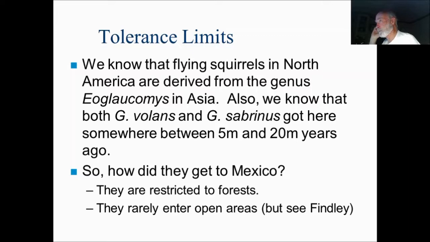Okay, so we know that the flying squirrels came from Asia. There is a different species here in North America as well, and that's Glaucomys sabrinus, and both sabrinus and volans. We don't know when they speciated, whether they speciated once they got here or before, but they got here somewhere between 5 million and 20 million years ago. So how did they get to Mexico? Well, they followed the habitat. It turns out that sabrinus occupies a different kind of habitat, and I'll show you a map that illustrates that in just a few moments.